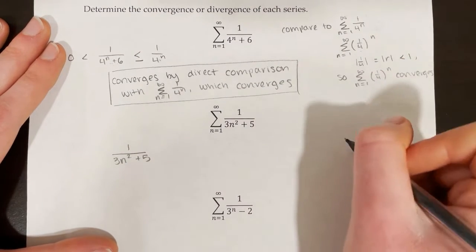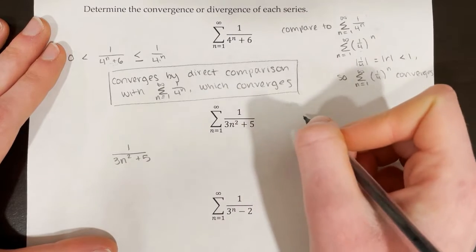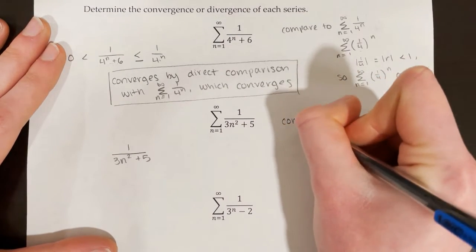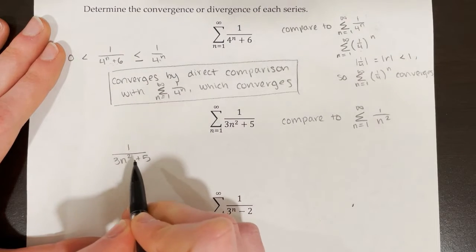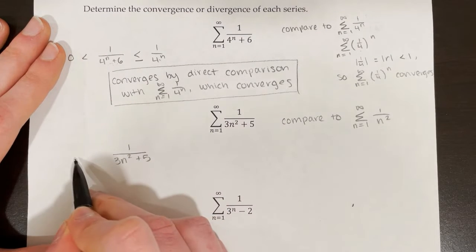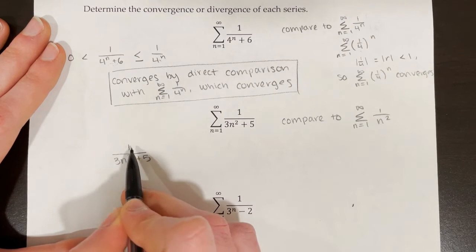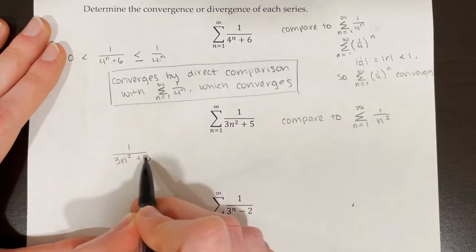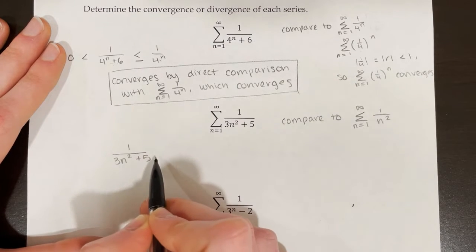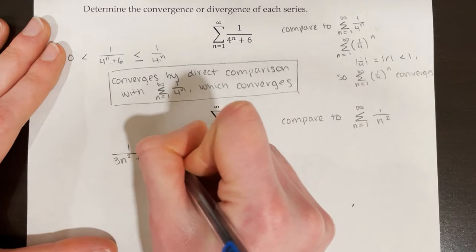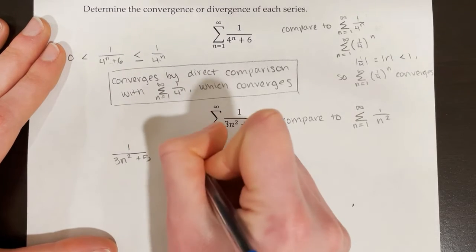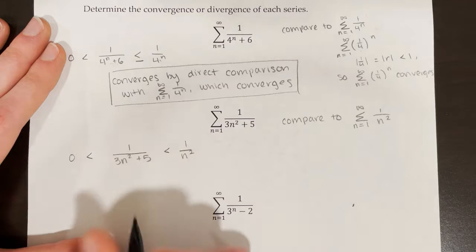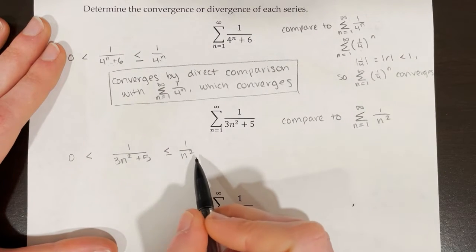And we know by the p-series test that 1 over n squared is going to converge. So we will compare this to 1 over n squared. Now we have to figure out, is 1 over n squared going to be less than or greater than this function? If we have 1 over 3n squared plus 5, that's going to be a bigger denominator than 1 over n squared. Bigger denominator means smaller function. So this is going to be less than 1 over n squared, and they are both greater than 0. So now we have our inequality set up.